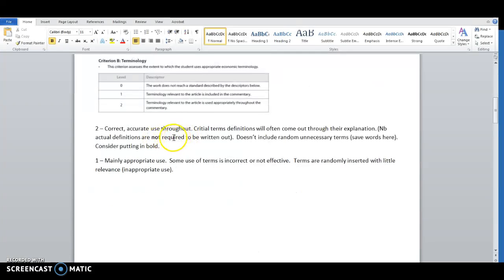The next bit is terminology. You need to make sure your definitions aren't randomly put in here, that you're looking at the most critical parts in your work. You need to use terms correctly throughout. And if you use the terms well, you really don't have to have a ton of definitions or explanations written out. I would consider putting these in bold so you can show the examiner which words you think are the most important to understand this commentary, and that you've explained the ones that need to be explained.